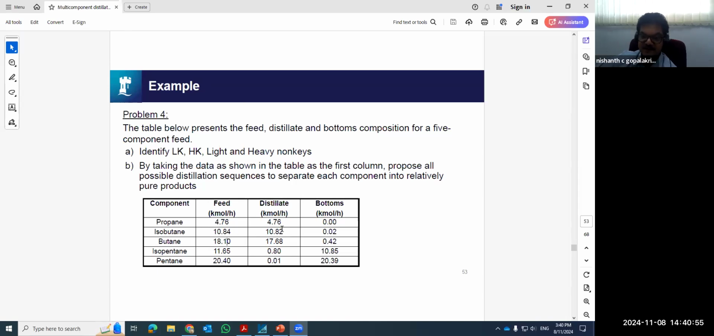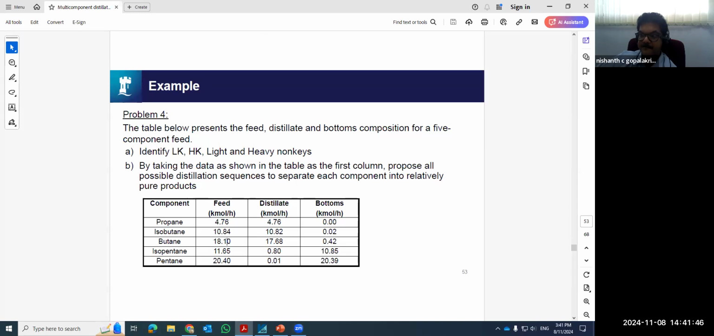What components is the designer trying to keep at the top? Looks like some answers. So light key is propane, heavy key is pentane. Any other answer? Light key, propane, and isobutane.